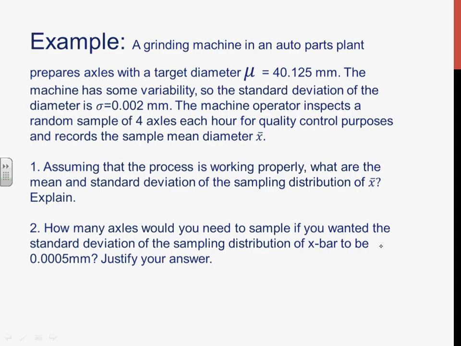Let's try this one. A grinding machine in an auto parts plant prepares axles with a target diameter of a mean of 40.125 millimeters. The machine has some variability, so the standard deviation is 0.002 millimeters. The machine operator inspects a random sample of 4 axles each hour for quality control purposes and records the sample mean of that diameter. Next part. Assume that the process is working properly. What are the mean and the standard deviation of the sampling distribution?